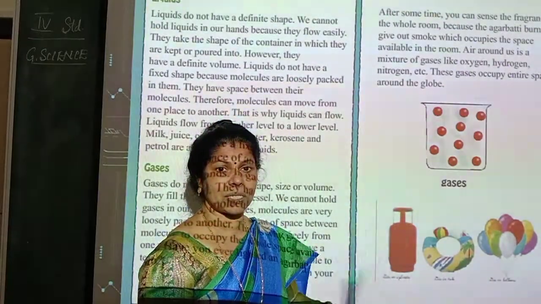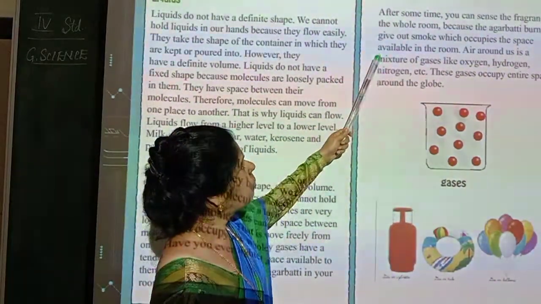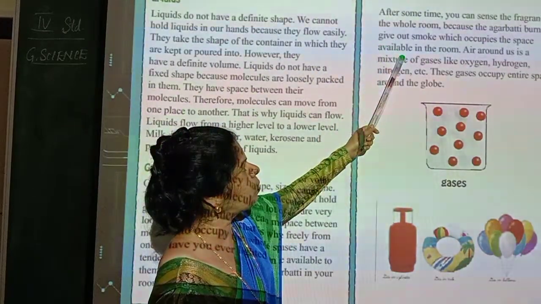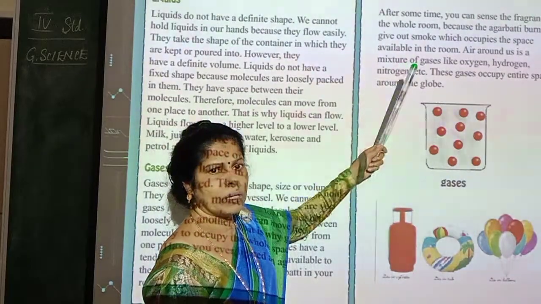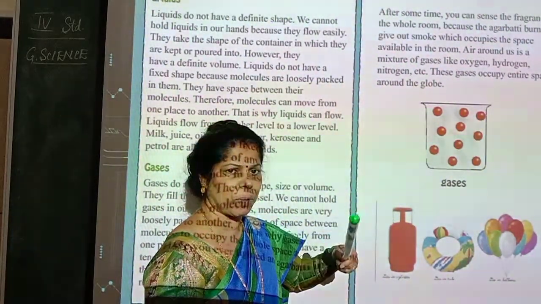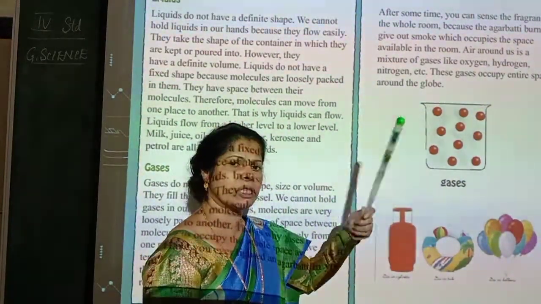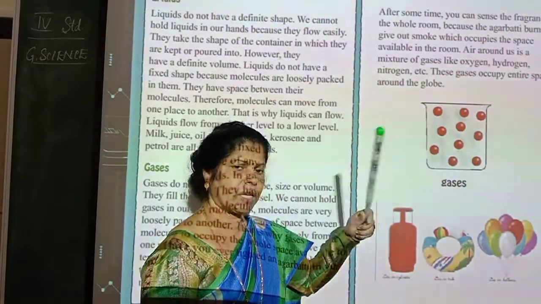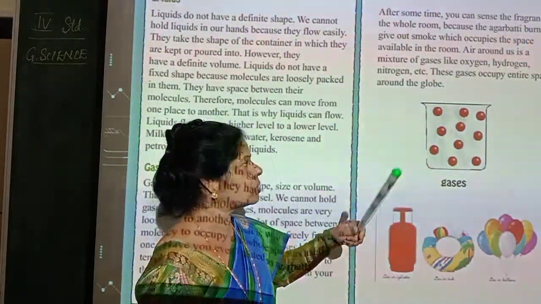Now after some time, you can sense the fragrance in the whole room. Isn't it? That fragrance, that smell, is spread through the whole room. Because the agarbatti burns to give out smoke which occupies the space available in the room. So there is space available in between air also. Air is also in gaseous form. So the molecules are independent there. That is why the agarbatti smoke also will occupy that space which is available in between the air molecules.